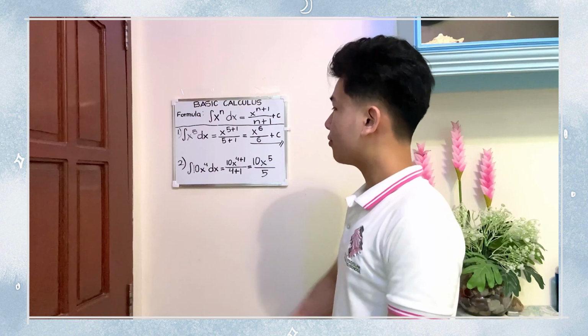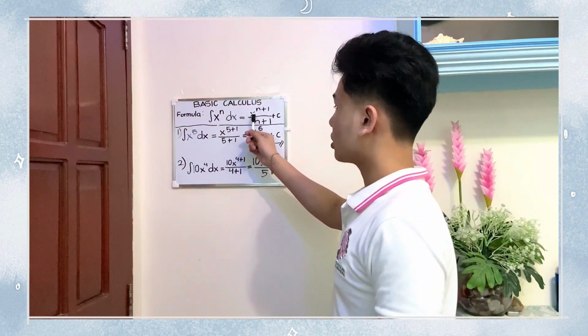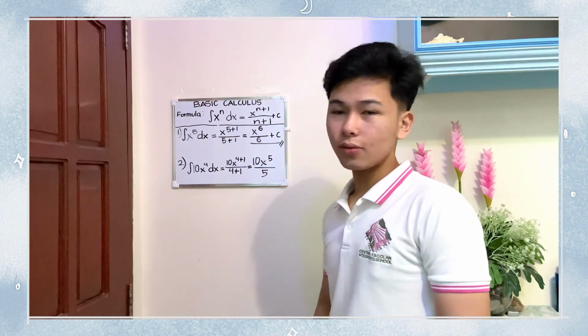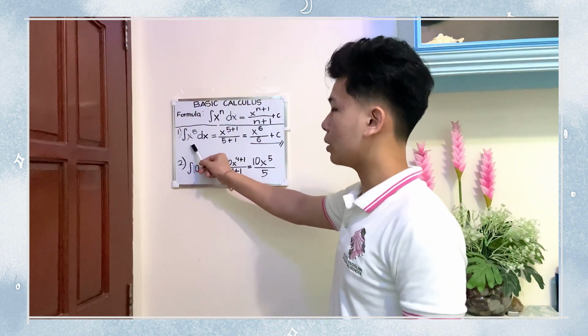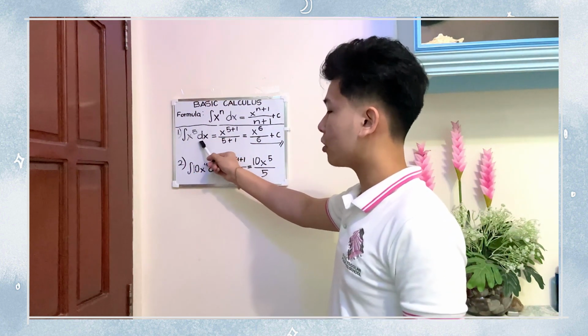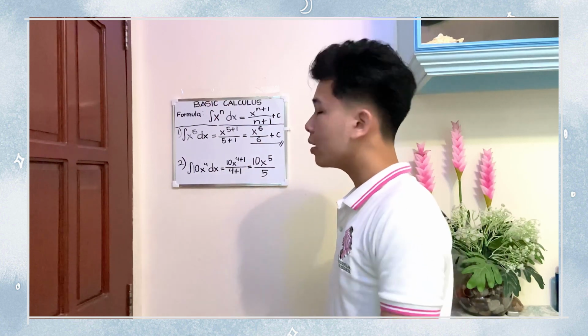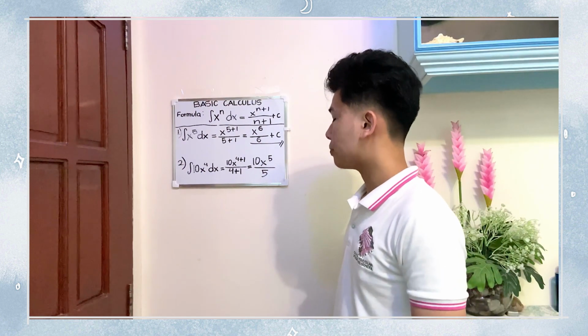Here we have the formula: the integral of x to the power of n dx is equal to x to the power of n plus 1 over n plus 1 plus c. To better understand this formula, I will give you two examples: the integral of x to the power of 5 dx, and the integral of 10x to the power of 4 dx. You can pause this video and answer these given samples.